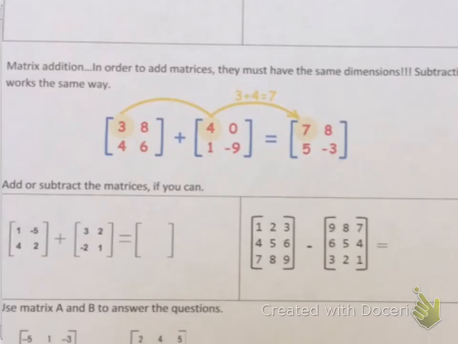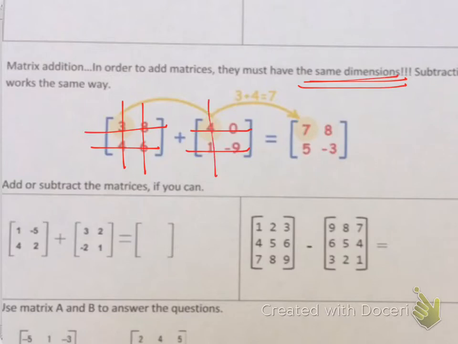Alright, so the next thing I'm going to show you is how to add matrices. In order to add matrices, they must have the same dimensions. Like I said before, this has 2 rows and 2 columns. This one has 2 rows and 2 columns. Because they have the same dimensions, I can add them together. What I do is add the numbers in similar positions. So this is the upper left-hand corner, and this is the upper left-hand corner. I add them together to get the upper left-hand corner of my answer.